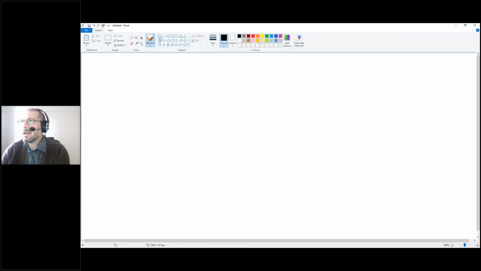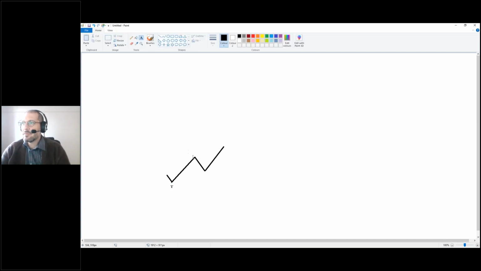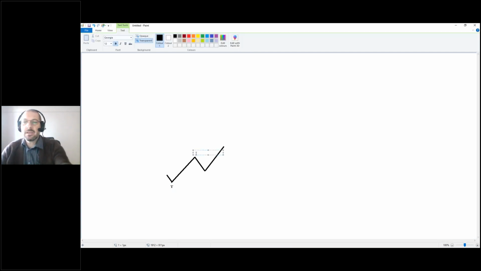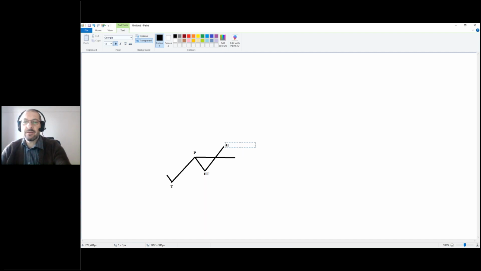For a trend, we need 4 points. You've got point number 1, which we'll call the reference trough. You've got point number 2, which we'll call the reference peak. Then point number 3, higher trough, and point number 4 is actually when we move above the previous peak, because once we move above it, then we've got the higher peak, right?